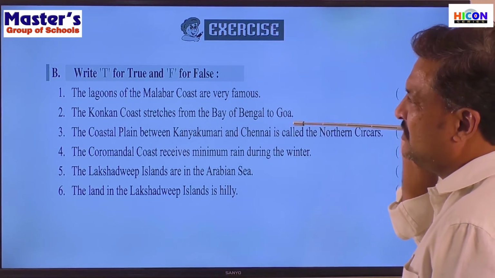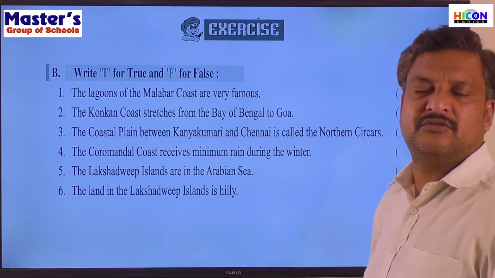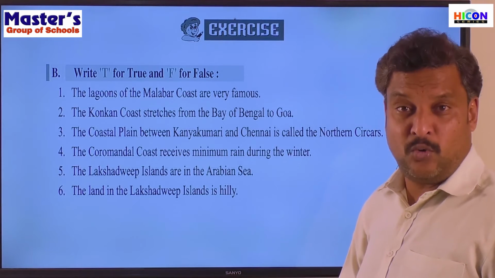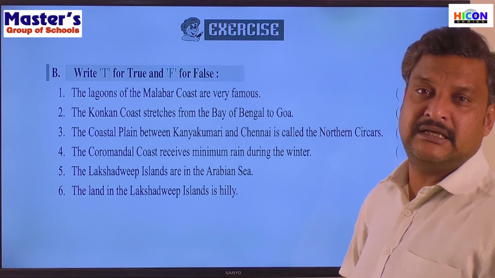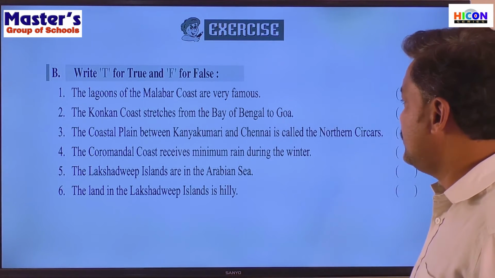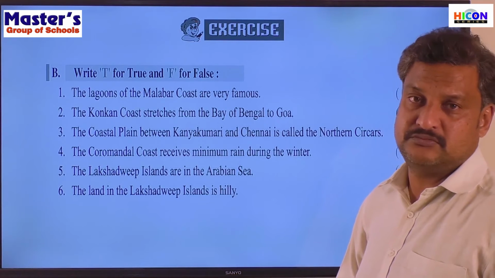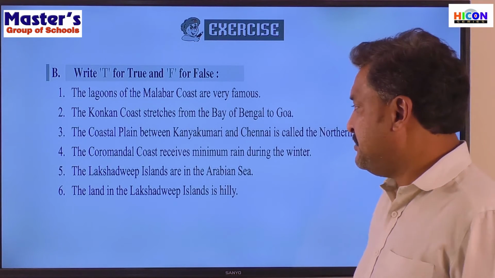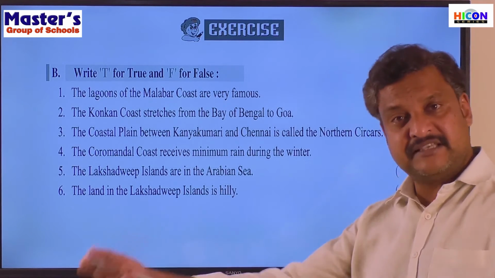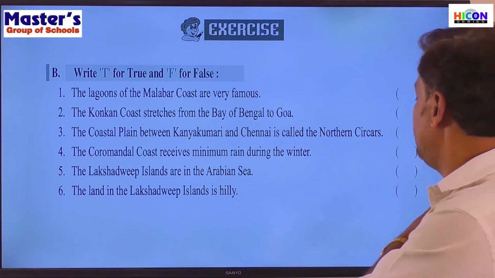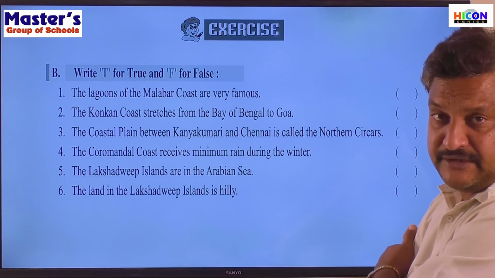It's during the winter. No, the Bay of Bengal has a very good number of depressions. Some storms are marked during that time, isn't it? Yes. So is it possible to have very little rain during that time? No. Especially the Coromandel Coast receives the maximum rain during that time, isn't it? So again, that also is a false statement.